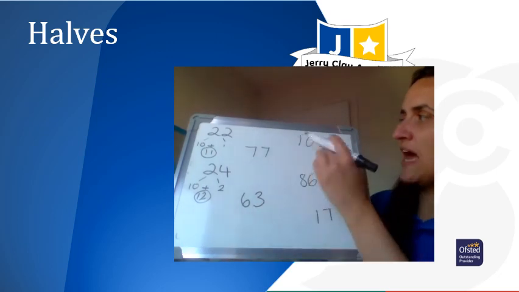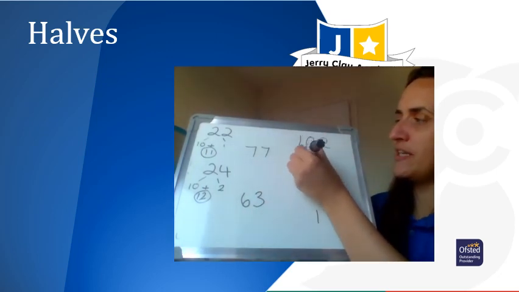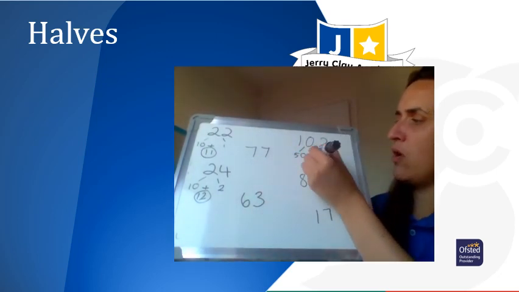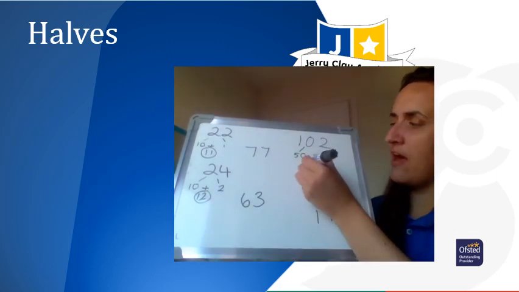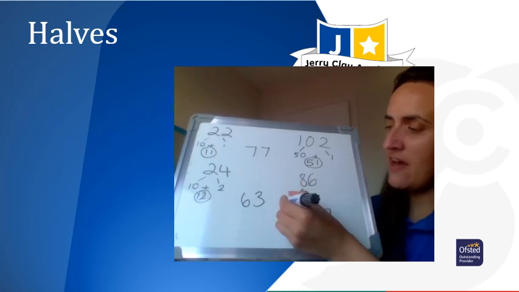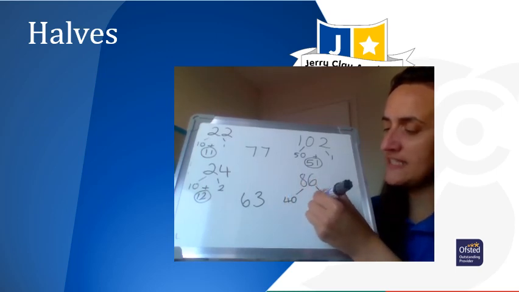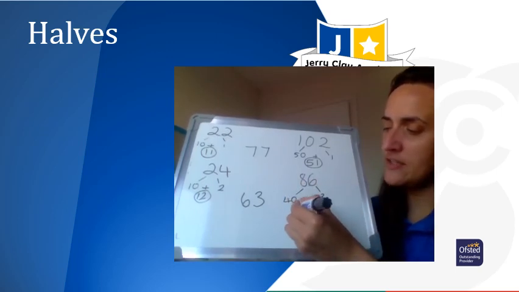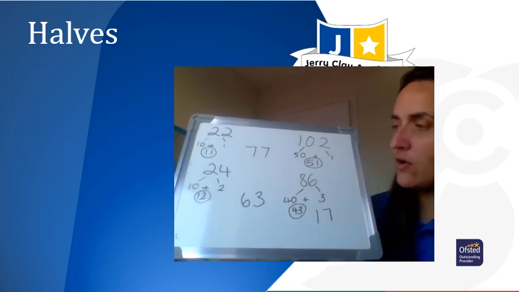We'll do those first. So half of 102, half of 100 is 50, half of 2 is 1. Add those together. Half of 102 is 51. Half of 86, half of 80 is 40, half of 6 is 3. Add those together. So half of 86 is 43.